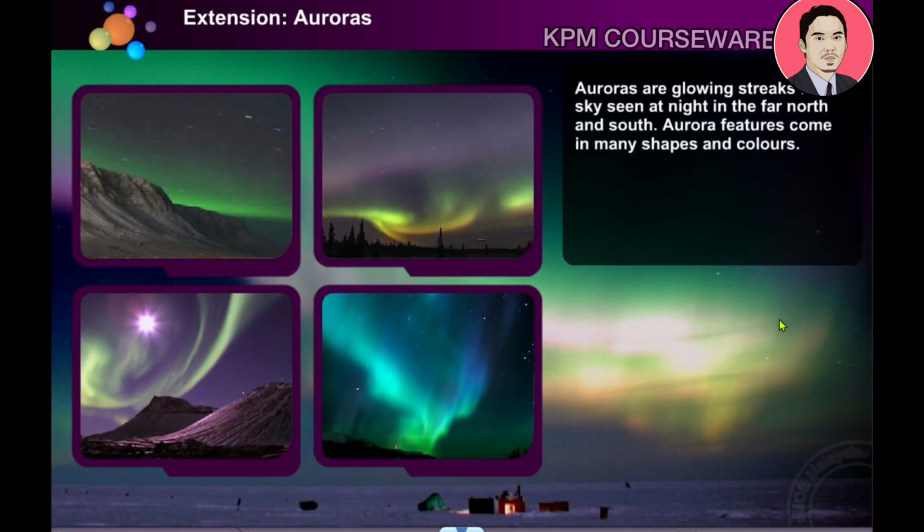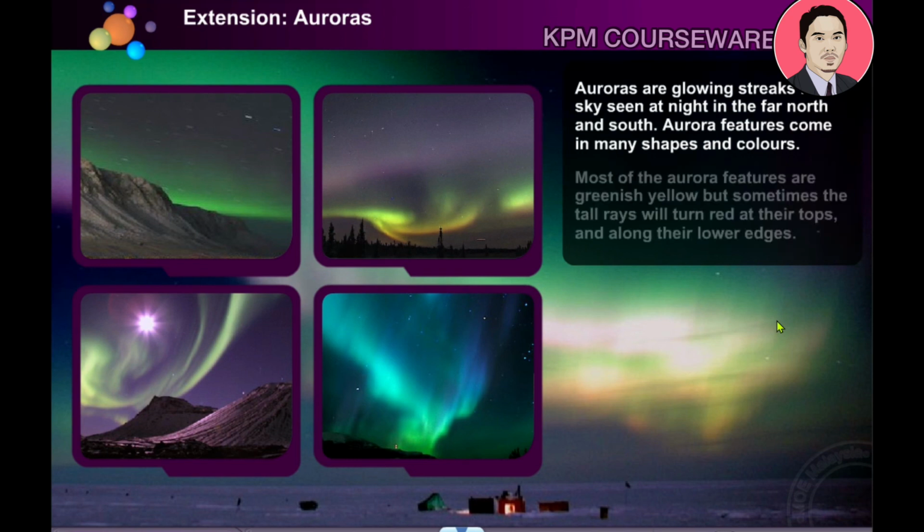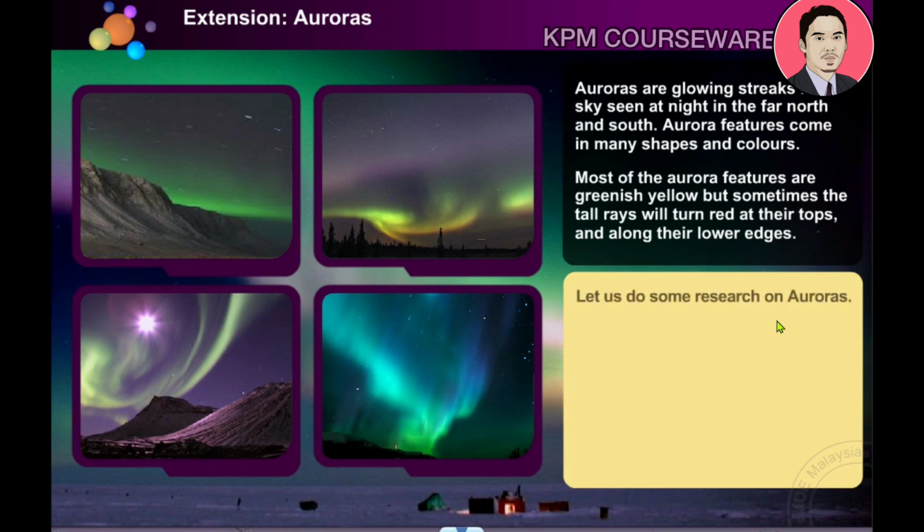Auroras are glowing streaks in the sky seen at night in the far north and south. Aurora features come in many shapes and colors. Most of the aurora features are greenish-yellow, but sometimes the tall rays will turn red at their tops and along their lower edges. Let us do some research on auroras.